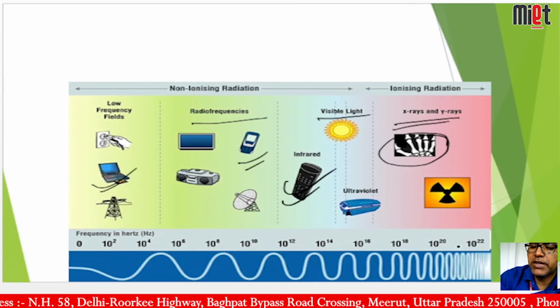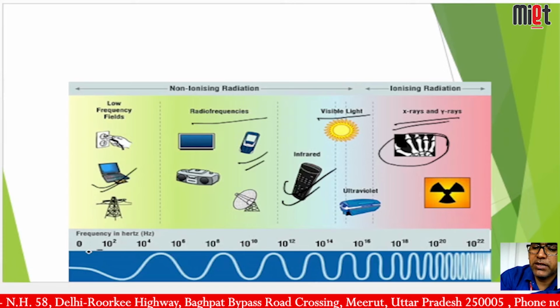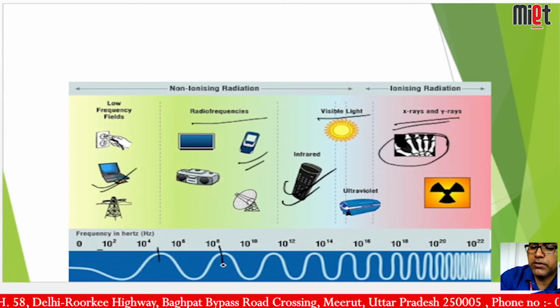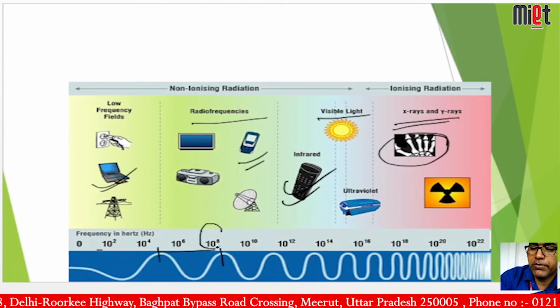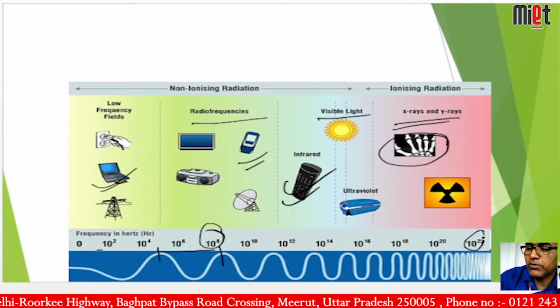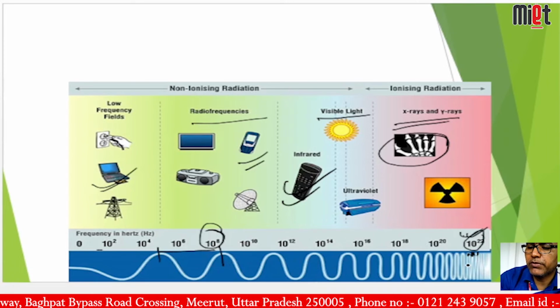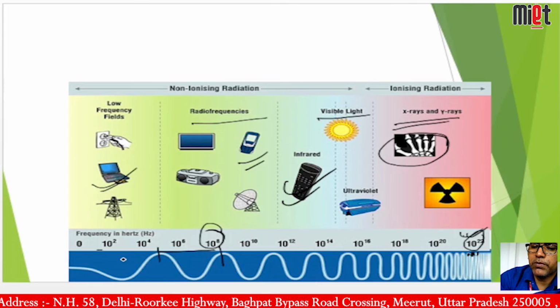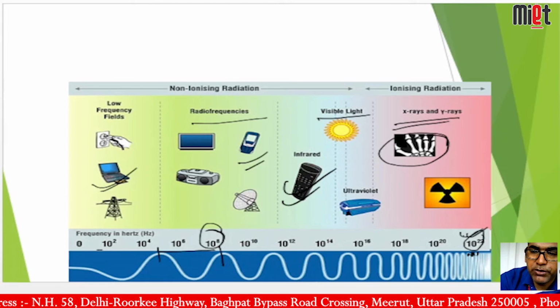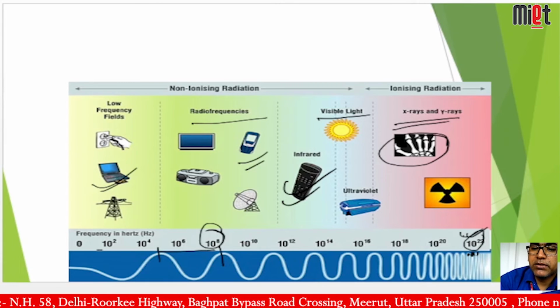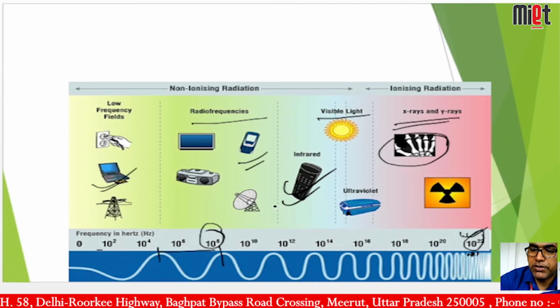As the frequency is increasing, you can see that wavelength is decreasing. Here the peak to peak distance, the wavelength, is very high because frequency is low, and at this particular moment the peak to peak distance is very small because frequency is very high. So if frequency is high, wavelength will be low. If wavelength is high, frequency will be low. This is the relationship between frequency and wavelength, and these are the applications of different frequencies.